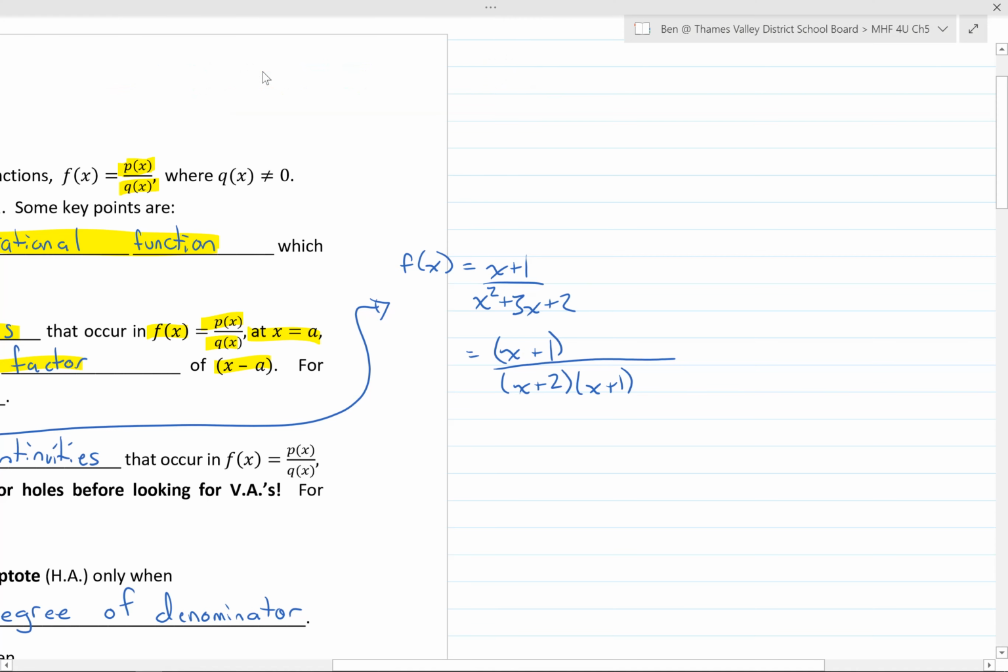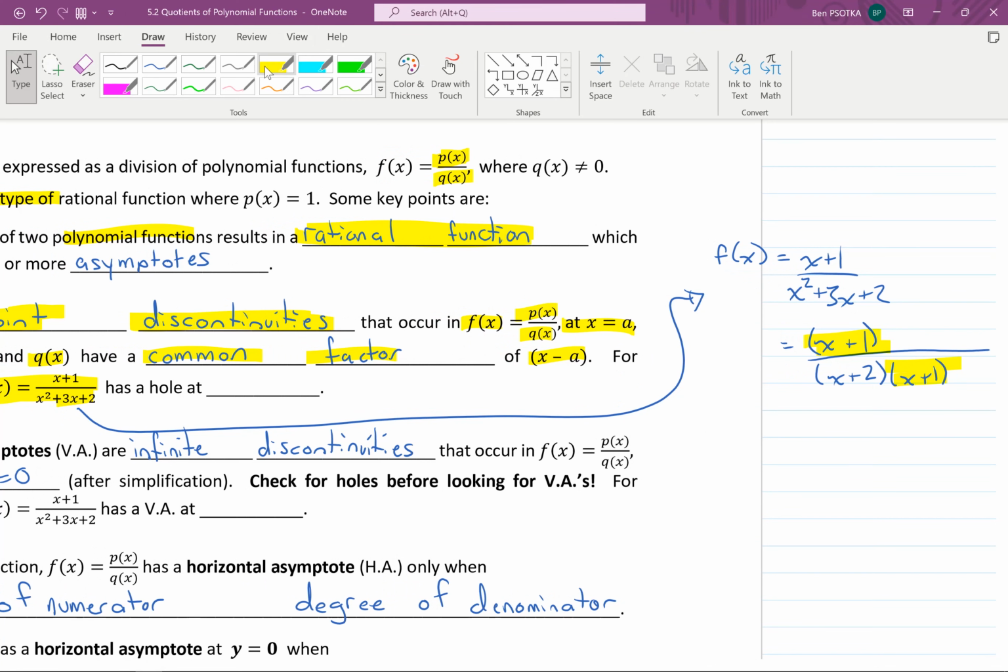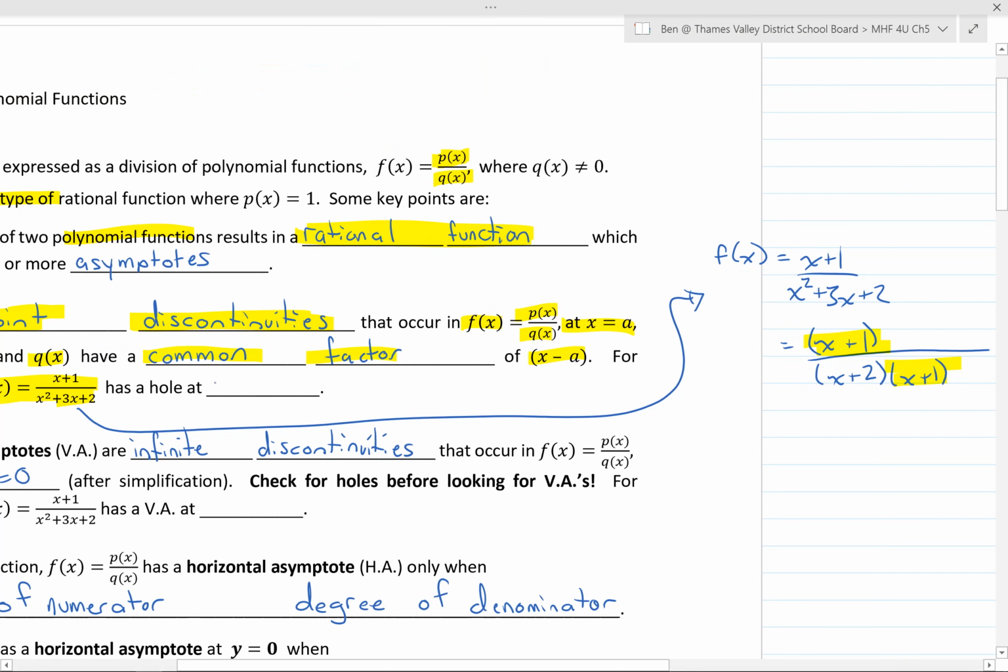Okay, so I can see that they share a common factor of x plus 1, right? That's a factor in my numerator and in my denominator here. And that means that I would have a hole at x equals -1, and that is the root of the common factor. So this one would have a hole at x equals -1.